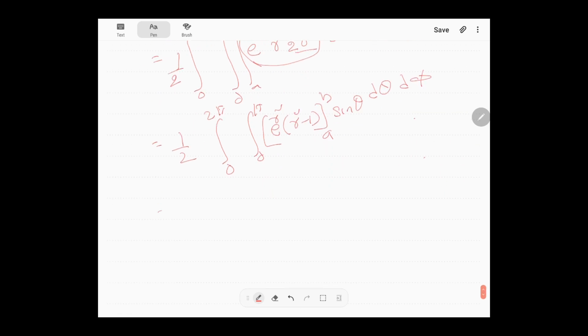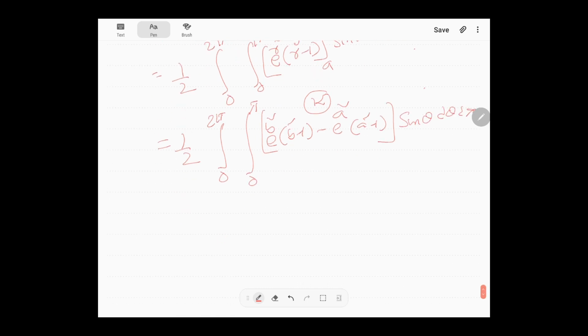Okay. Now substitute the limits. This is half of integral 0 to 2 pi, integral 0 to pi. If I substitute the upper limit, e power b square into b square minus 1, minus e power a square into a square minus 1. This is anyway a constant. From the next step onwards, at the end I will replace it. This is simply some constant. I will call it k sin theta d theta d phi.